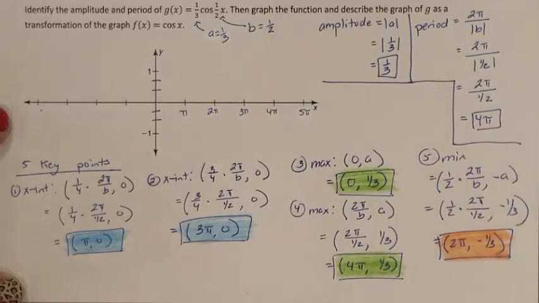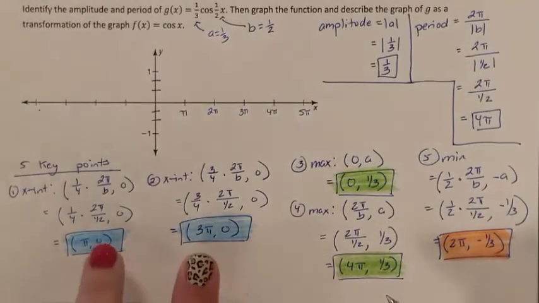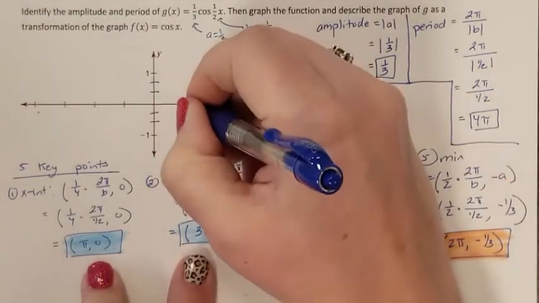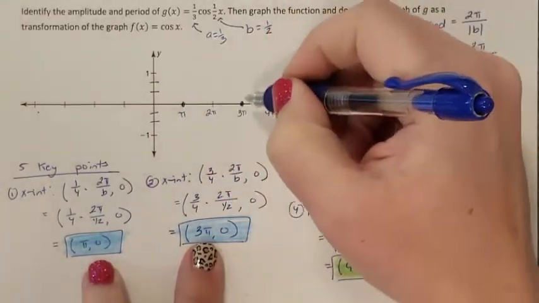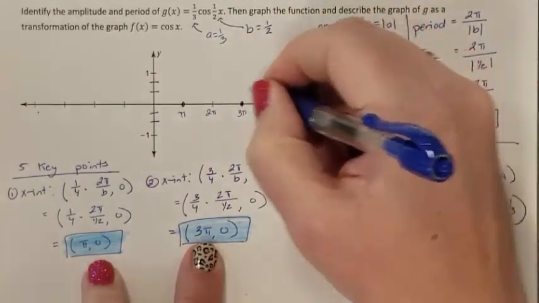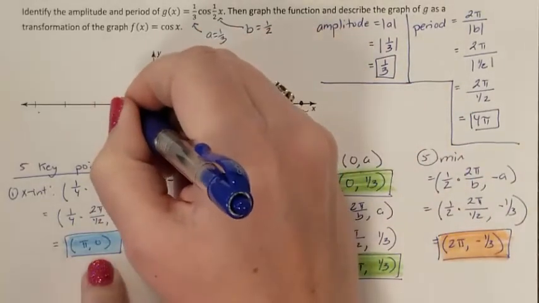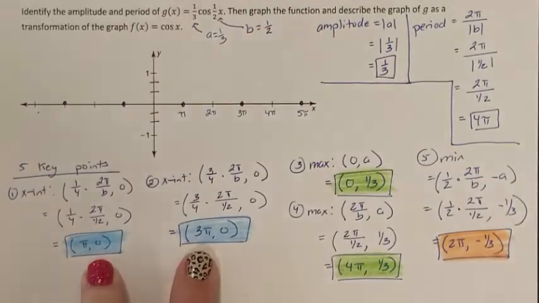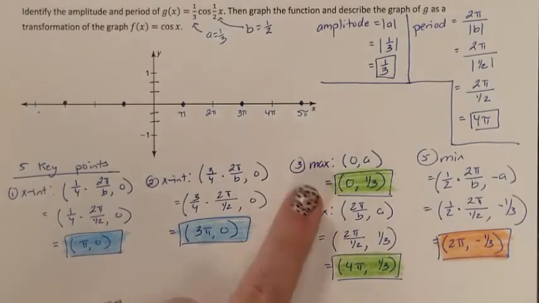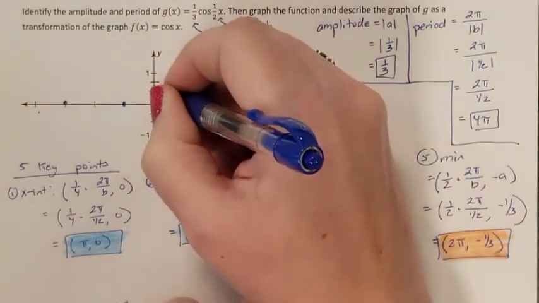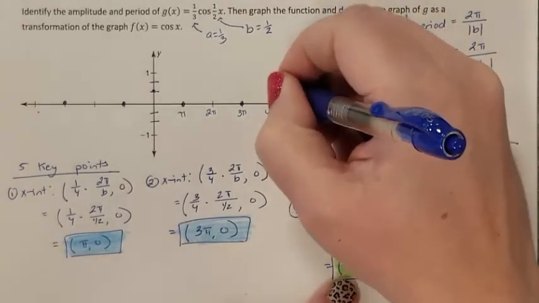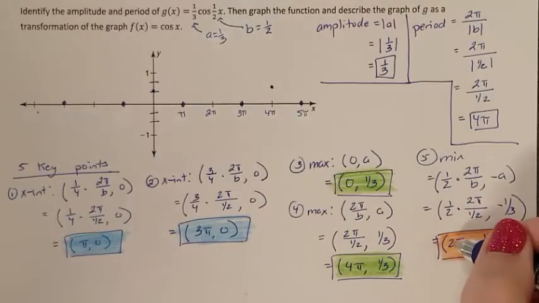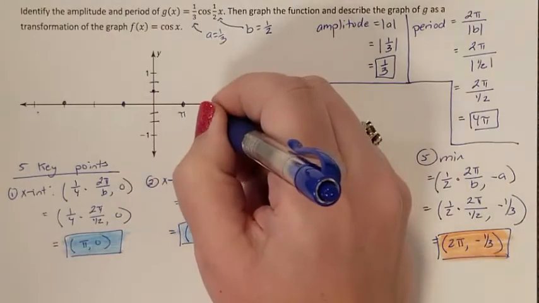Now we just need to make sure that we go ahead and we plot all the points. So first our x-intercepts. We're at pi, 0 and 3 pi, 0. So it looks like every odd pi is going to end up being a repeated x-intercept. So there's all my x-intercepts. My max is at 0, 1/3. My other max is at 4 pi, 1/3. My min is at 2 pi, negative 1/3.